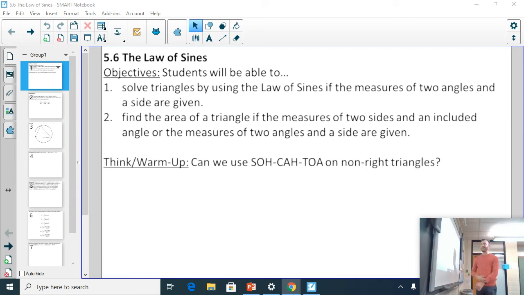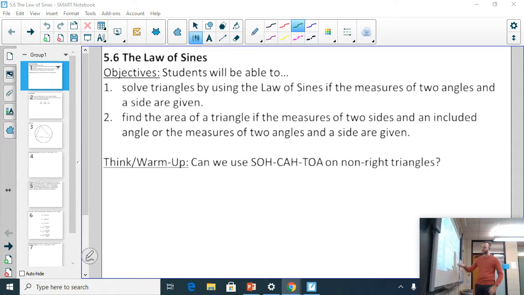Alright guys, welcome back, and today we're going to be going over 5.6, which is the law of sines. And for our think/warm-up here, I have, can we use SOHCAHTOA on non-right triangles? And the answer is simply no, right?